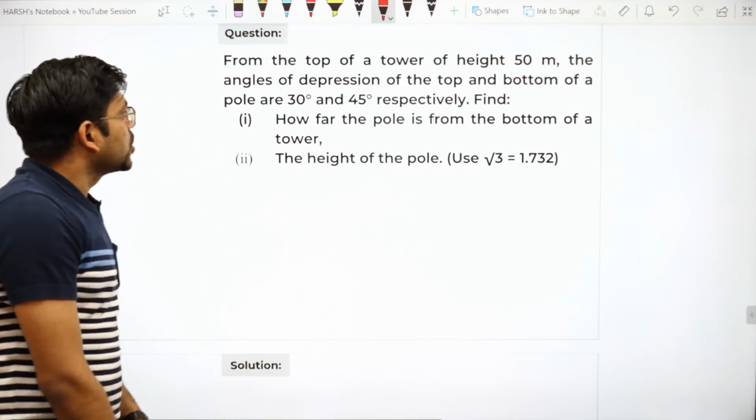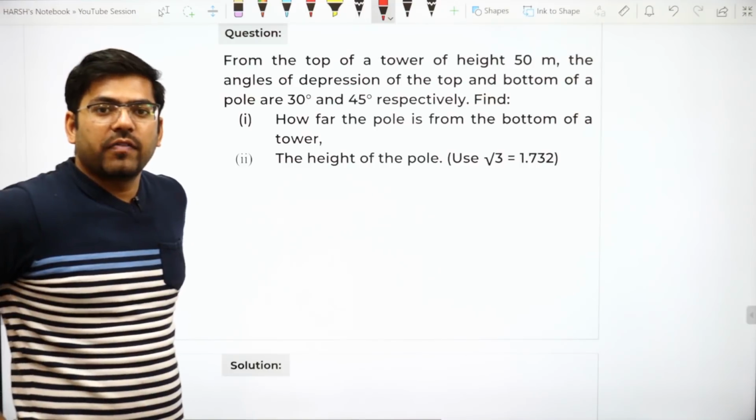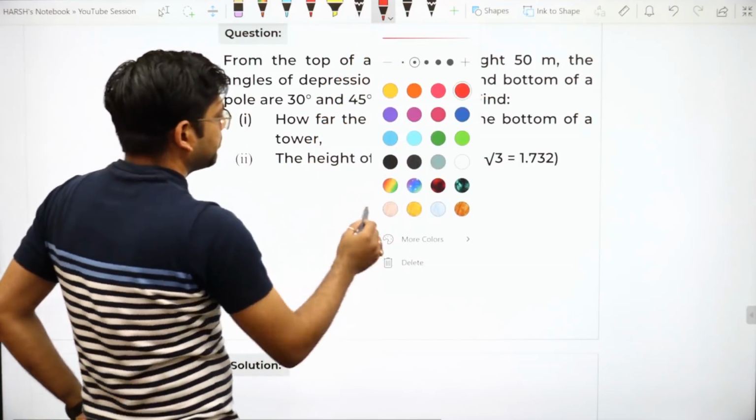Yes. So, from the top of a tower of height 50 meter, the angles of depression of the top and bottom of a pole are 30 degree and 45 degree. Let's make the diagram.